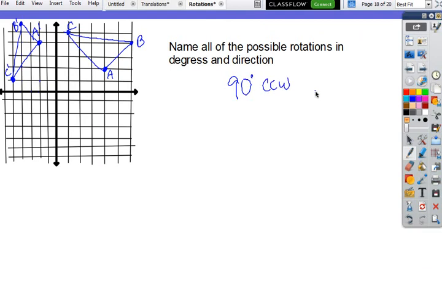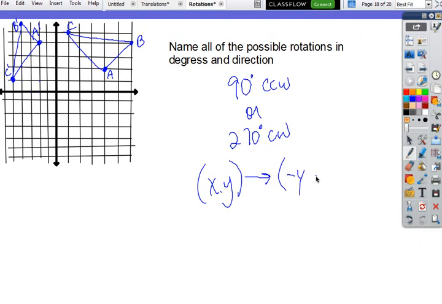But if I say 90 counterclockwise, it's also 270 clockwise. Which the rule is then, what is the rule for 90 counterclockwise? Change the y, swap the order. All right? Any questions about anything?